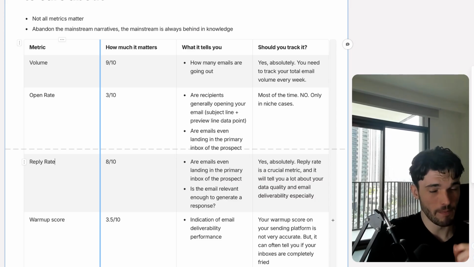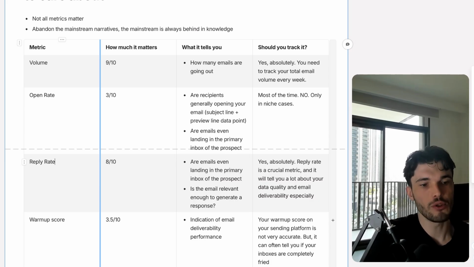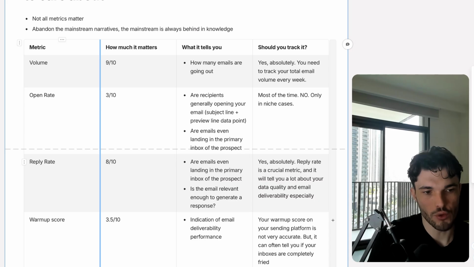It's actually one of the main metrics that we use to track deliverability. And you can tell that, if you're keeping all variables constant and your reply rate drops, it's probably because email deliverability is messed up, right?